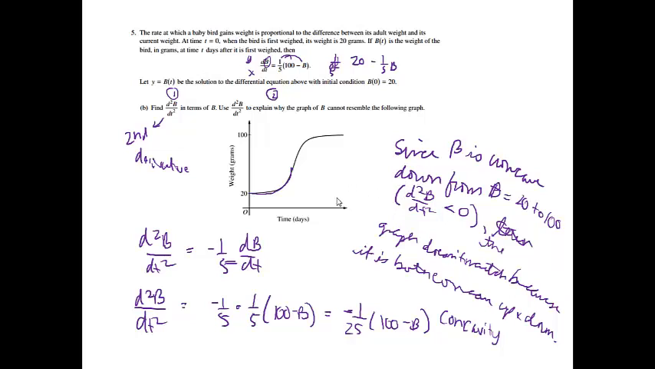So for that part would be 2 points, 1 point for getting the correct second derivative, and then 1 point for explaining why the graph cannot resemble that.